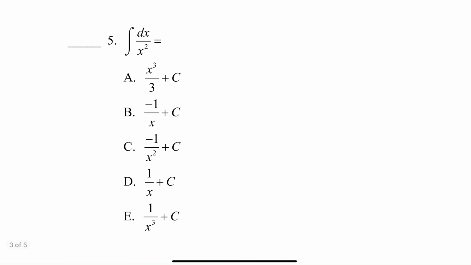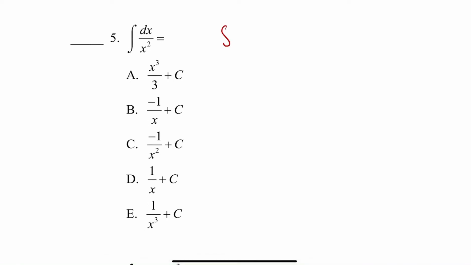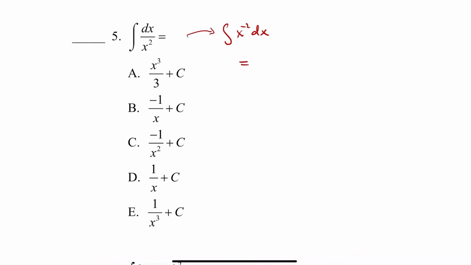Number five. So integral x to negative 2 dx, you change into power and use power law. So that becomes 1 over negative 2 plus 1 x to negative 2 plus 1 plus c. So that becomes 1 over negative 1 is a negative 1. So negative x to negative 1 plus c, or other format, x to negative 1 is 1 over x plus c. So answer has to be B.